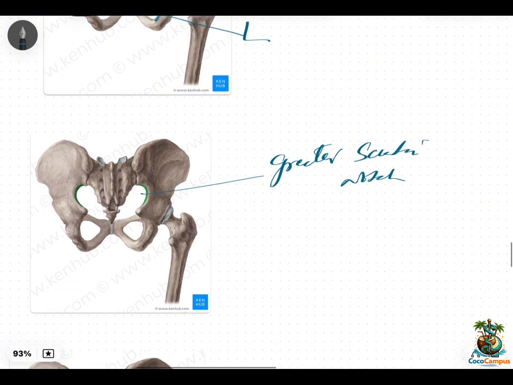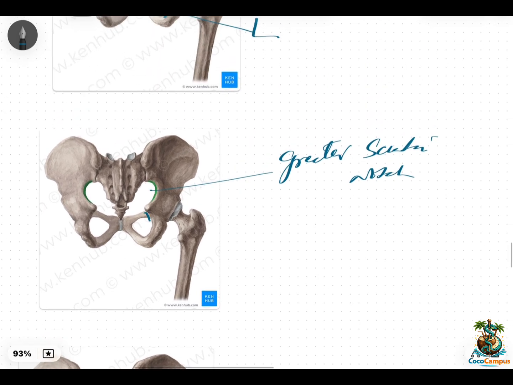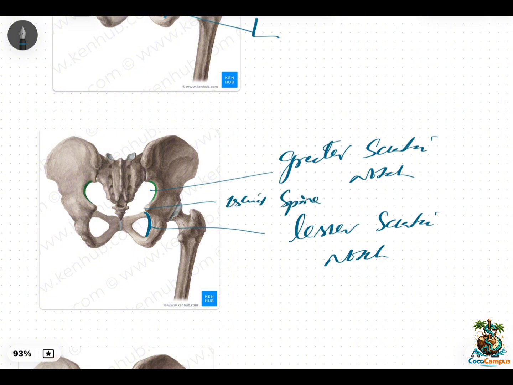Next, lesser sciatic notch. It's the small notch below the ischial spine. The pudendal nerve and internal pudendal artery exit from the greater notch and re-enter the pelvis through this lesser notch.